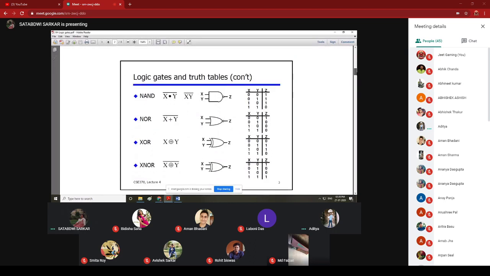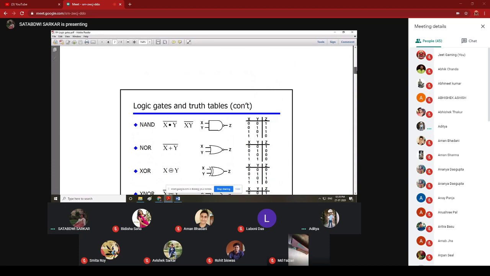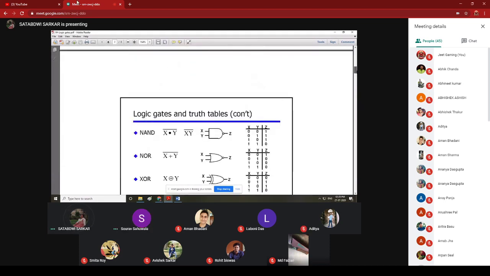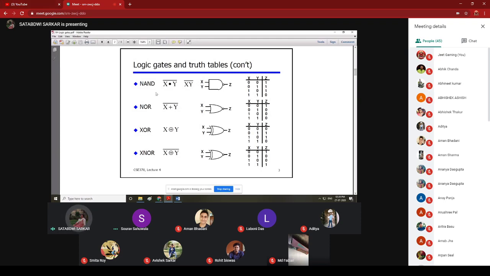Now these are the other logic gates. But if we say basic logic gates, the basic logic gates are these. And these are the other logic gates, that is NAND and NOR. These are the universal gates, NAND and NOR. And there are two other gates, XOR and XNOR. So now the NAND gate, that is complemented AND.